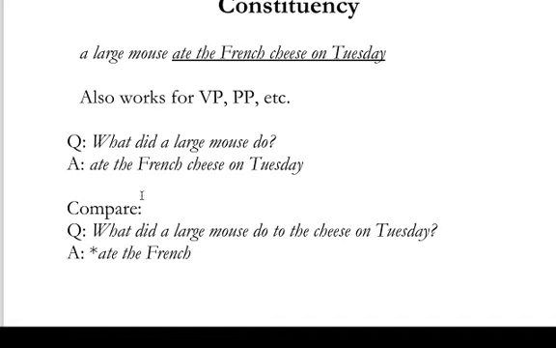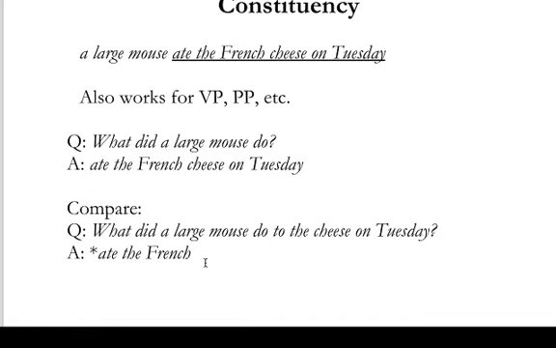And compare, for instance, a subpart of that string with just the words ate the French. And again, what did a large mouse do to the cheese on Tuesday? Ate the French, right? Where this phrase, ate the French, can actually be an answer to some questions in English, but certainly not this one and not based on this original sentence. It means something very different when you say that ate the French.